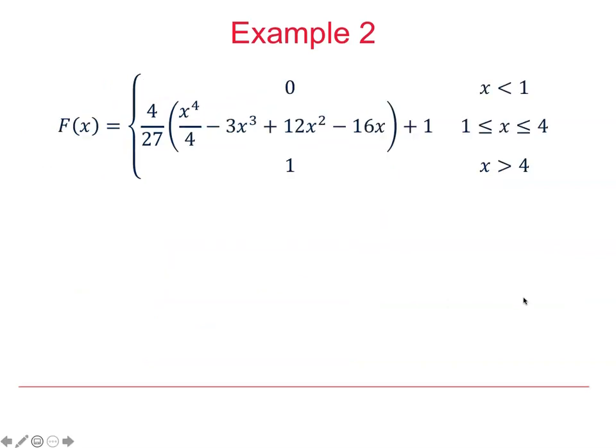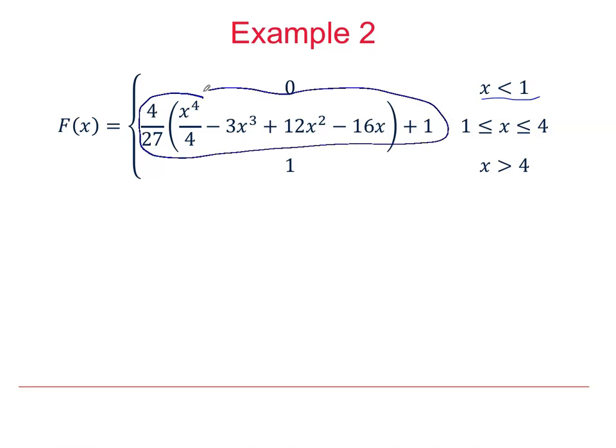Here is the full definition of the CDF. We see that the CDF is 0 when x lies in the range less than 1. For values of x between 1 and 4, we've got this quartic expression here to represent the CDF. And then when x is greater than 4, since there's no probability that the random variable can be greater than 4, the CDF for x greater than 4 is 1.